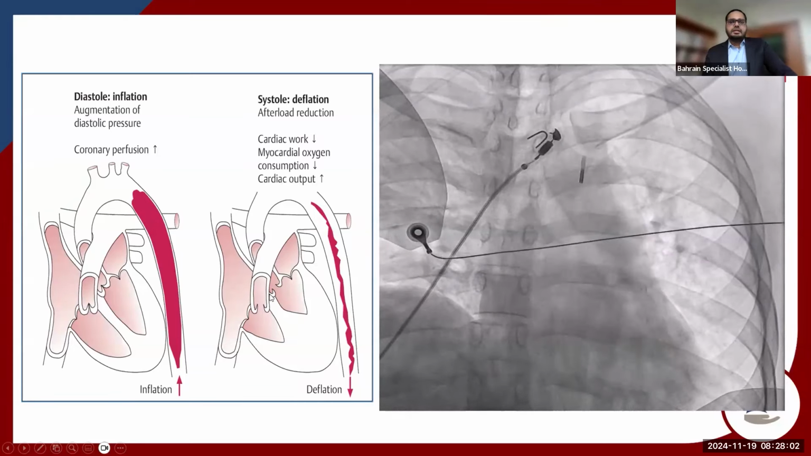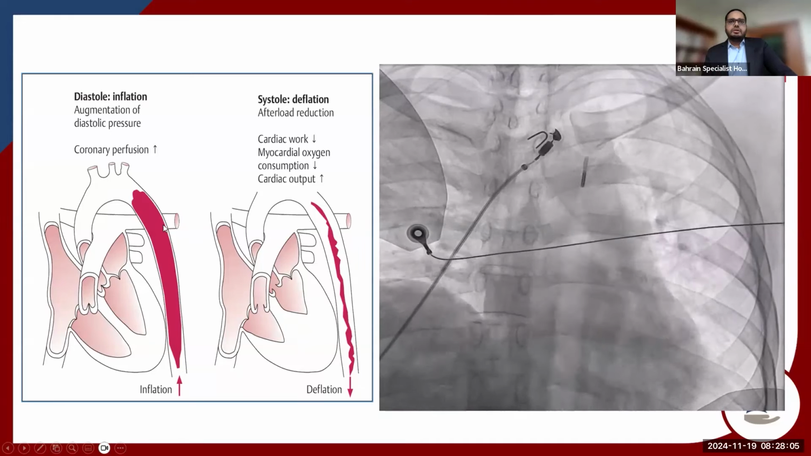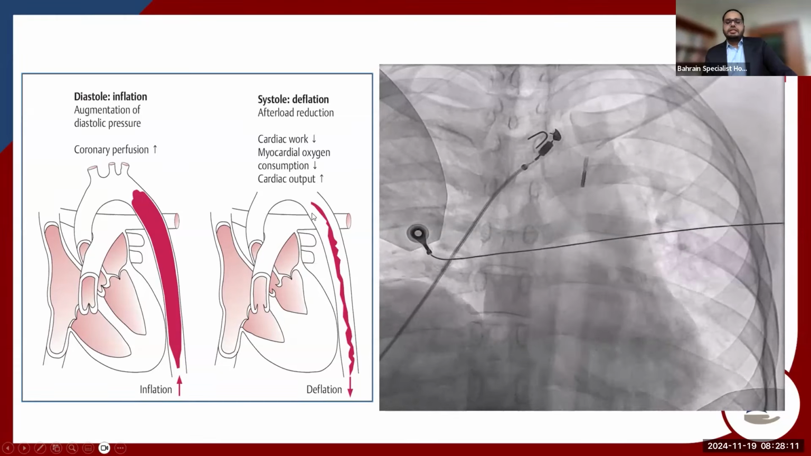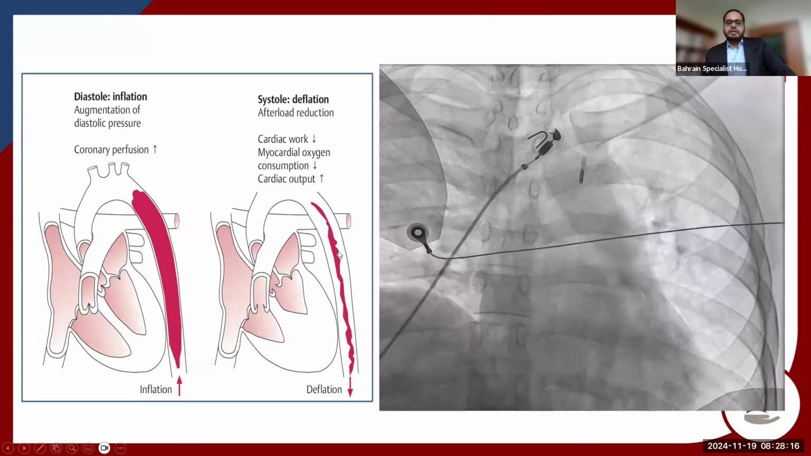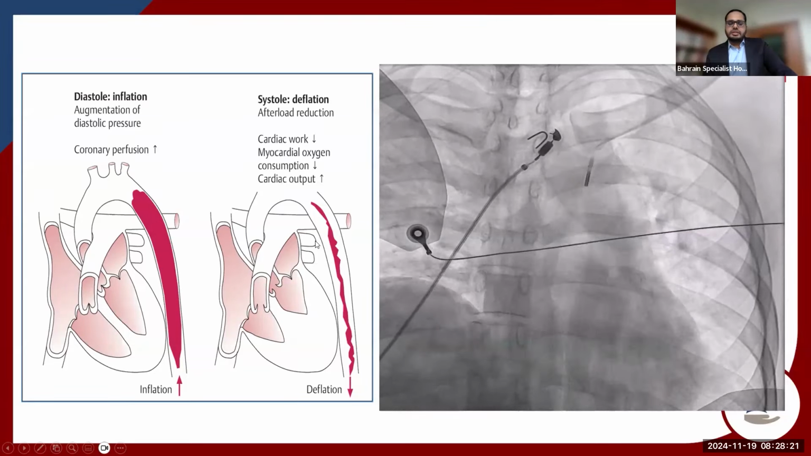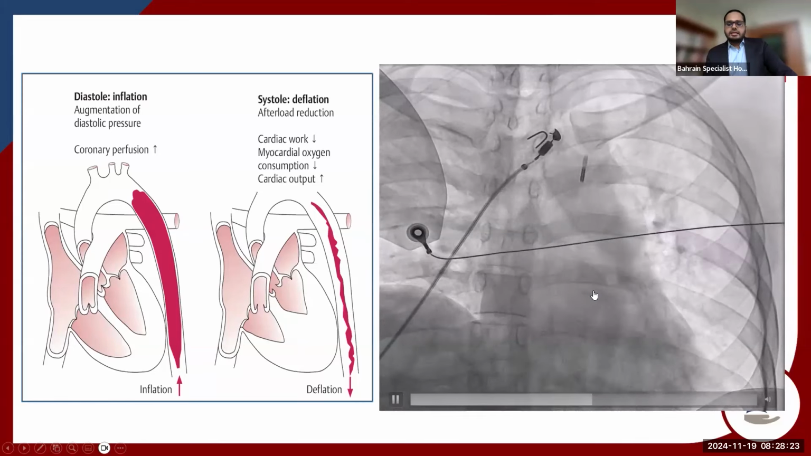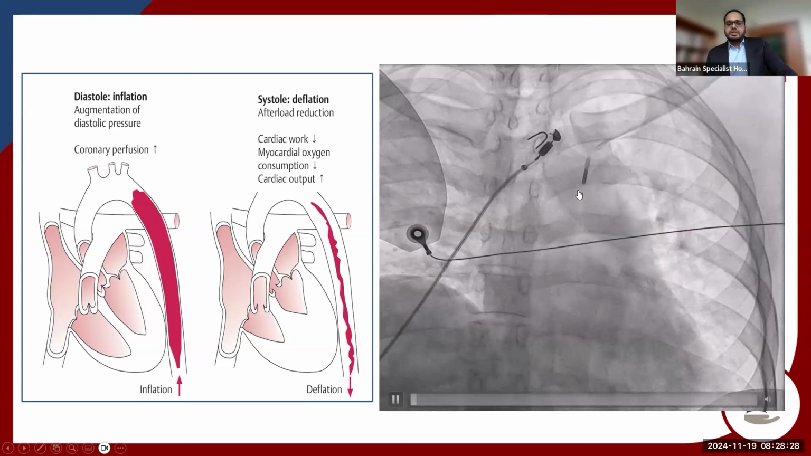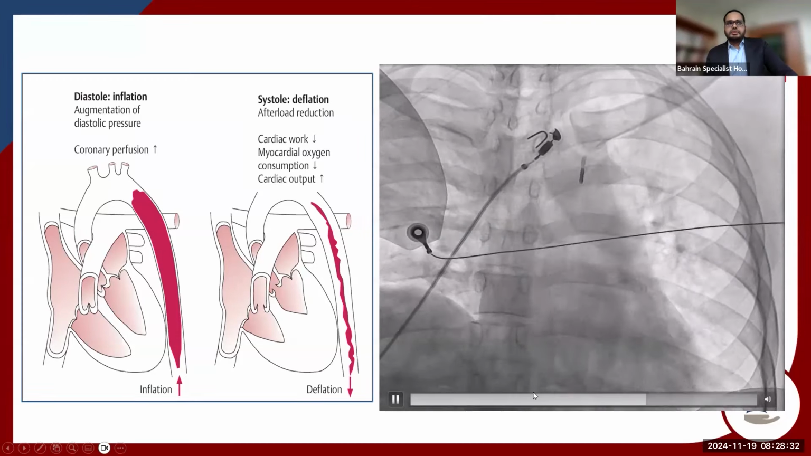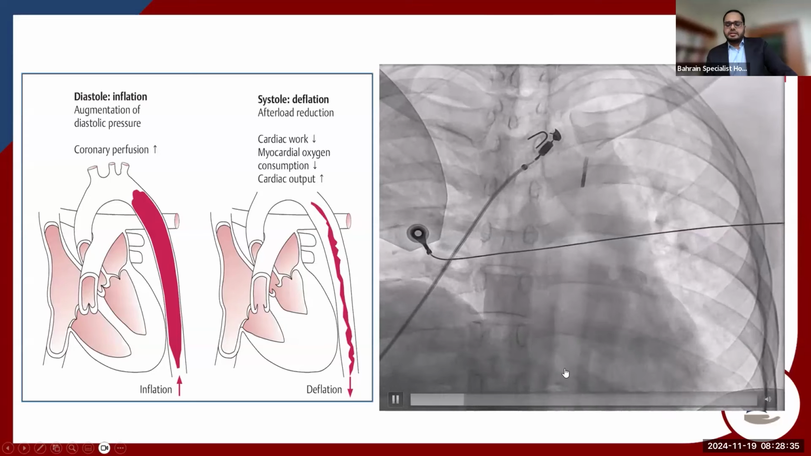During systole, when the heart is contracting, this same balloon goes negative, so it deflates. Because of the rapid deflation, it creates increased flow into the aorta, so the heart is able to pump blood into the aorta. So there is decreased cardiac work, decreased myocardial oxygen consumption, and increased cardiac output. This is how the balloon looks. We have to be very careful in positioning the balloon. One is to look at the subclavian artery. Second is to look at the renals. When you go down, you have to look at the renals so that the renal arteries are not compromised.